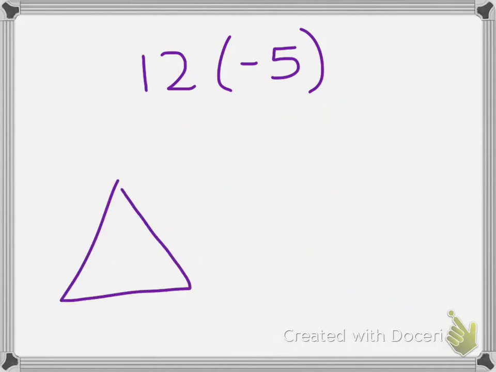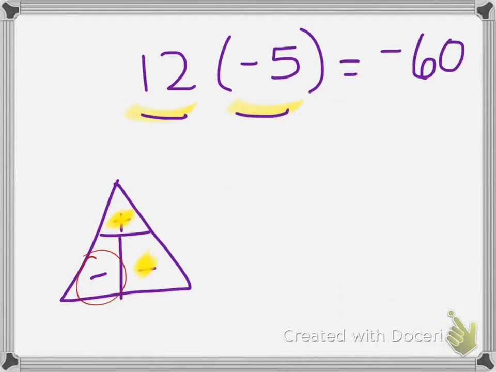Let's do 12 times -5. So again, you're multiplying, so MD triangle plus negative. So again, we look at this. That's positive, that's negative. So cover up positive, cover up negative, and what do I have left? Negative. So my final answer is negative, and then 12 times 5 is 60. Final answer. Not too hard, huh?